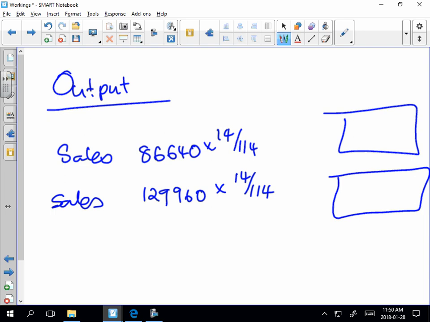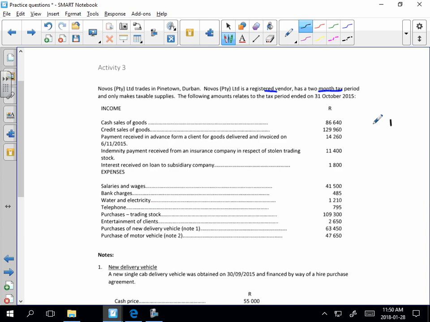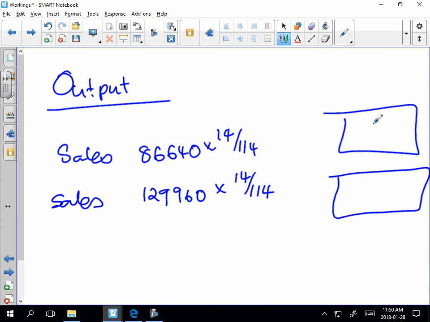Next point. Payment received in advance for 14,260. Yes or no? So, what basis are we using? Invoice basis. Invoice basis says earlier of payment or invoice. Which one came first? Payment. Everyone comfortable? Okay, I could see a few of you guessing what's happening. 14,260, guys, be confident in what you know. Earlier of invoice or payment.